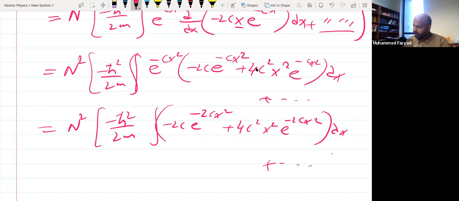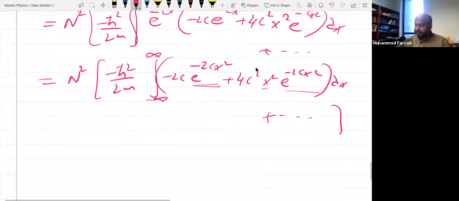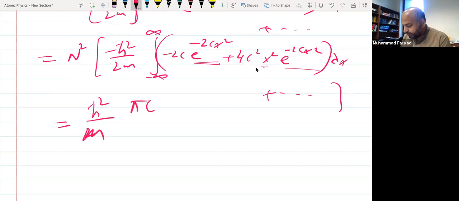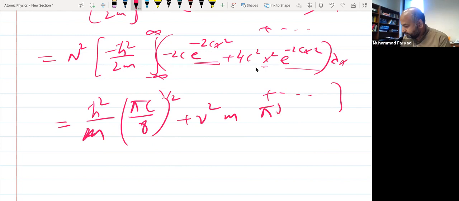And there's this last one. So you can find these integrals in any standard text. This is a simple Gaussian integral. This is a Gaussian integral with x square. And similarly, the last term is with x square. And the final answer is something that I can write, and it is h cut square m pi c to the power half plus nu square m pi to the power half c to the power minus 3 by 2.